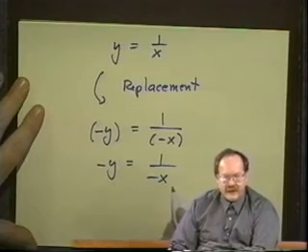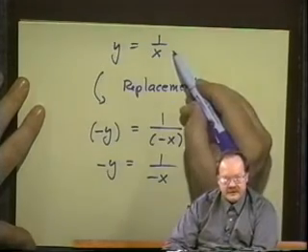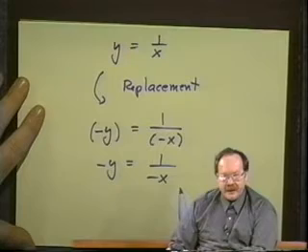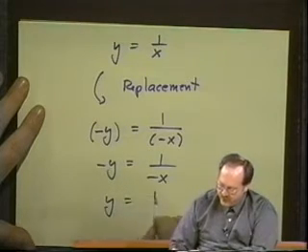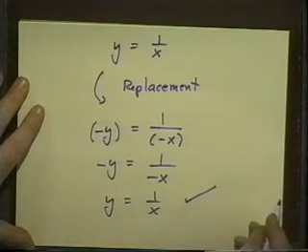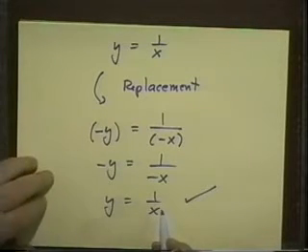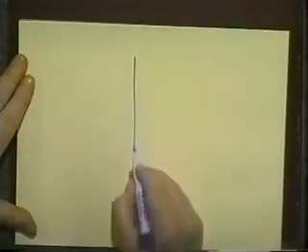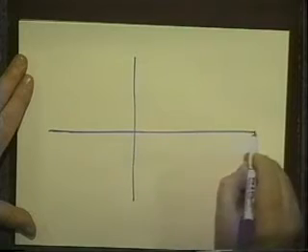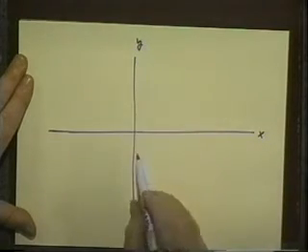But you know that that's the same equation as the original, because if I multiply both sides by minus 1, I have y equals 1 over x. And so I haven't changed the equation. So this equation is symmetric with respect to the origin. Its picture is so important, I'm going to put it on its own sheet. We will see this time and again, so it's worth memorizing this graph.